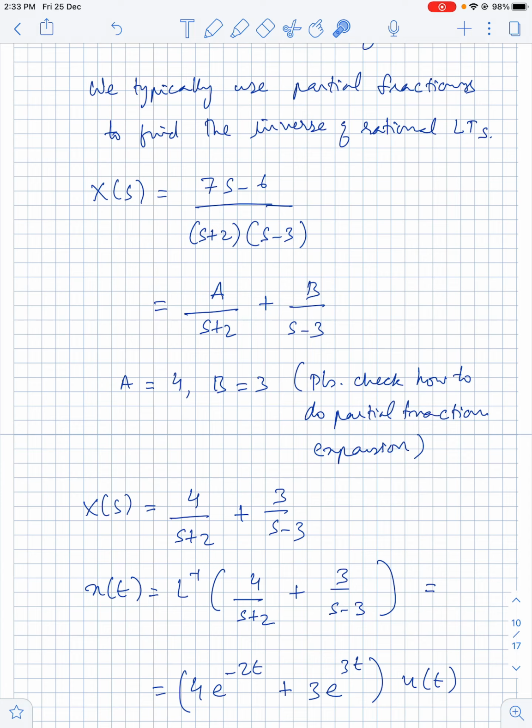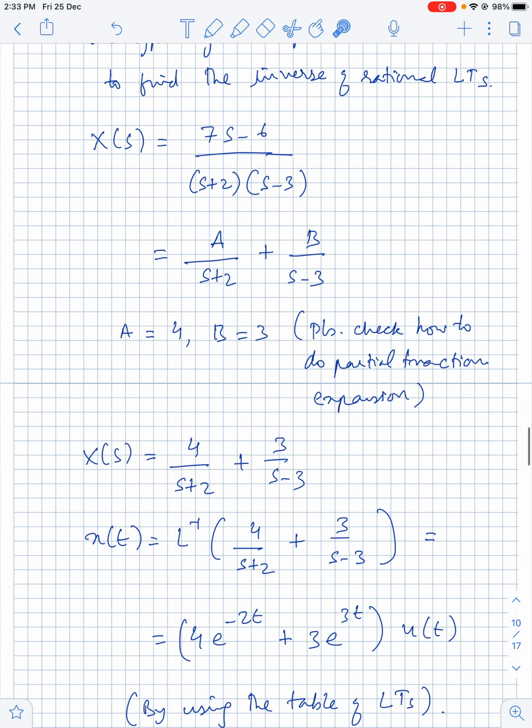Essentially it involves cancelling out one variable and equating the terms on this side, in this and in this, and then you solve for a and b. So by solving the partial fractions, you get a is equal to 4 and b is equal to 3, and your X of s is now 4 by s plus 2 plus 3 by s plus 3.